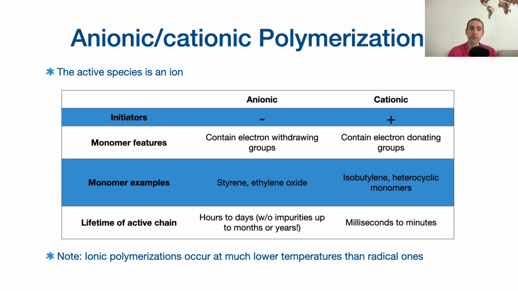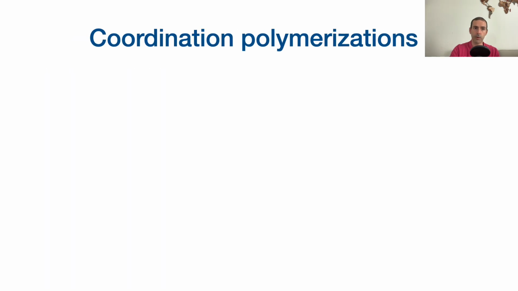One final note on ionic polymerization: it is typically carried out at much lower temperatures than radical polymerizations. At higher temperatures, ionic centers would be too unstable and then undergo some unwanted side reactions or terminate too quickly. Now, the last item on our list here, coordination polymerization.